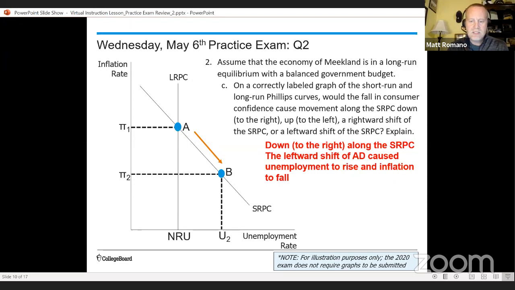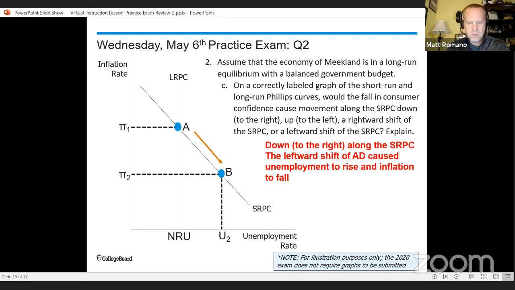Again, I like to use that visual and see what's going to happen. And to answer that question, it helps me to sketch out that Phillips curve graph and just think through what's going to happen here. Something else you want to do when it comes to the Phillips curve, again, you should always be able to connect it back to ADAS.